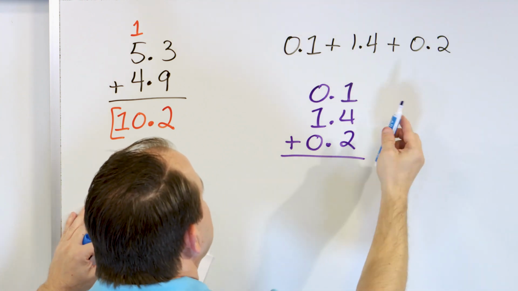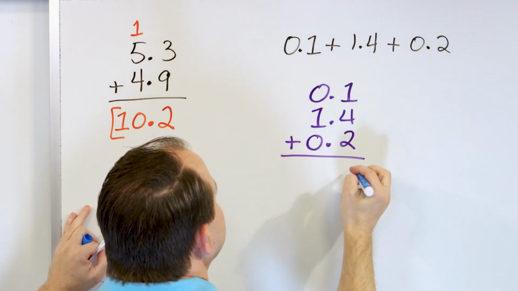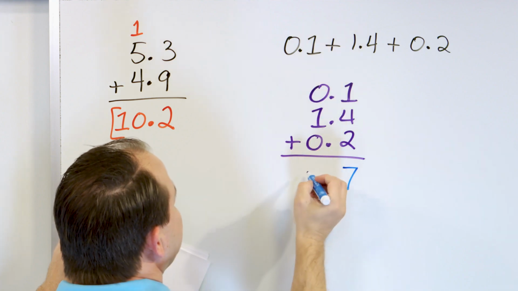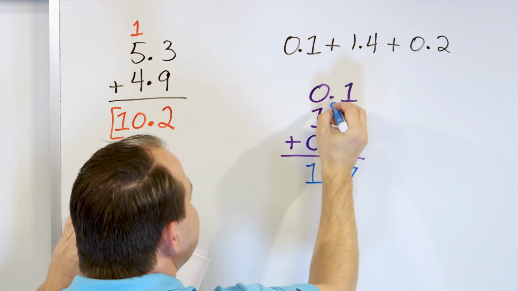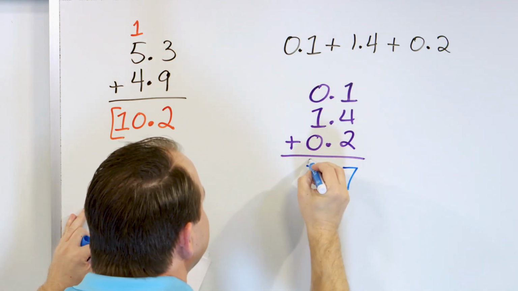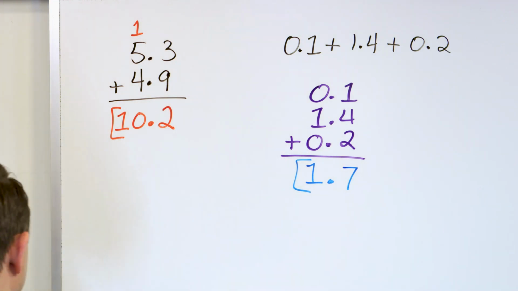Here I have 4, 5, 6, 7, so a 7 goes here, and then just a 1 over here. There's nothing else there, so I have a 1, and then the decimal drops right out of the problem to an answer of 1.7.